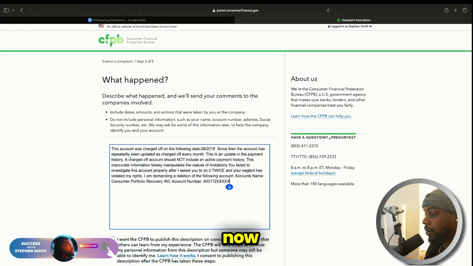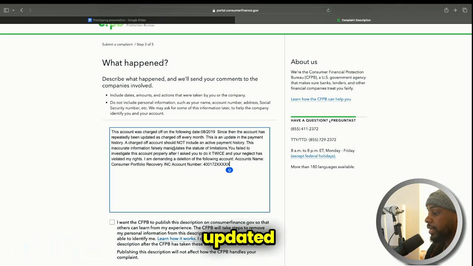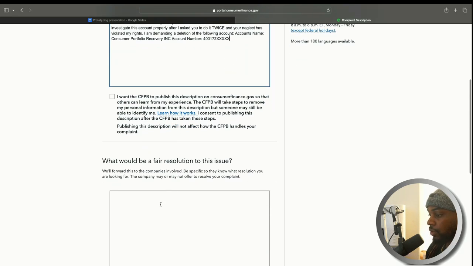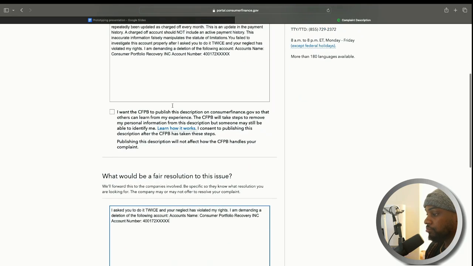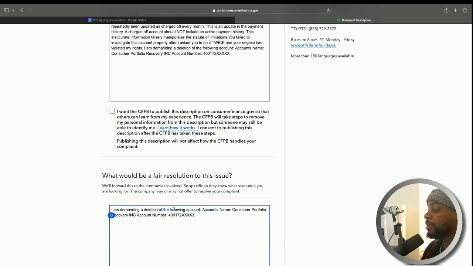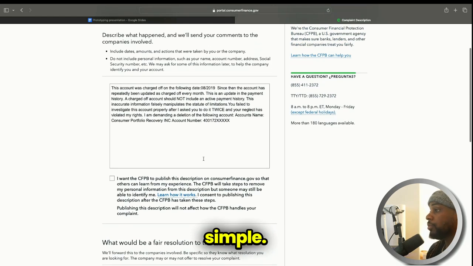Okay. All right. So now I've added this information. The account was charged off on the following date, August 2019. Since then, it has repeatedly been updated as charged off every month, and exactly what we discussed. Now, we're going to copy the bottom part that we had where it says, what would be a fair resolution? You just copy the same thing. I asked you to do it. I'm sorry. Let's just delete that. I am demanding a deletion of the following account. And then that's the account name and account number. And it's very simple. Your dispute shouldn't really be more than 3 lines. It's very, very simple, very, very straightforward, and to the point.